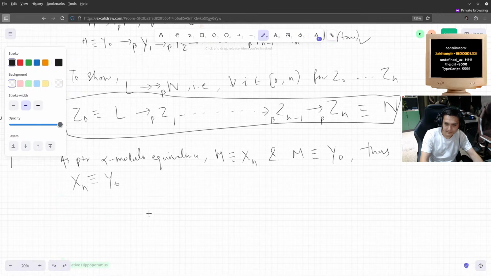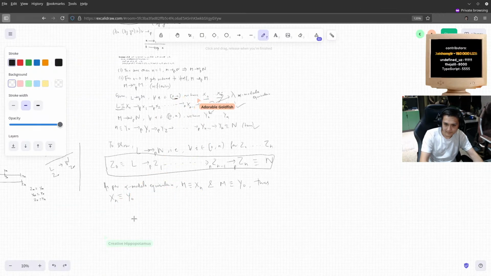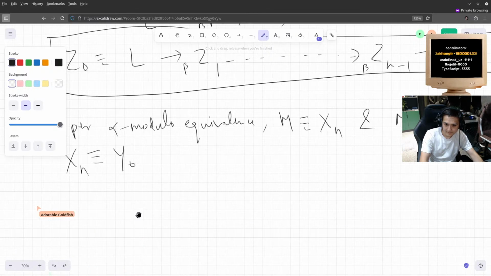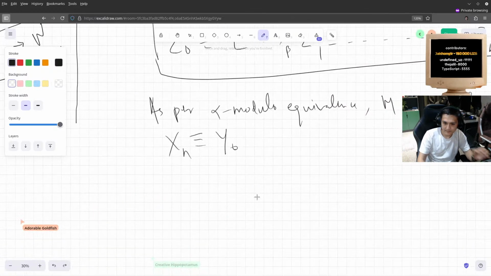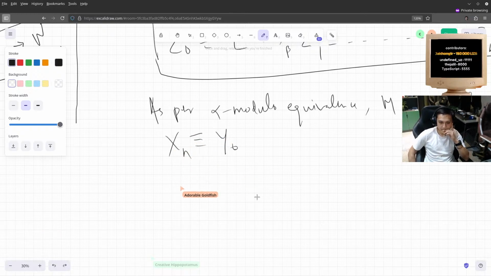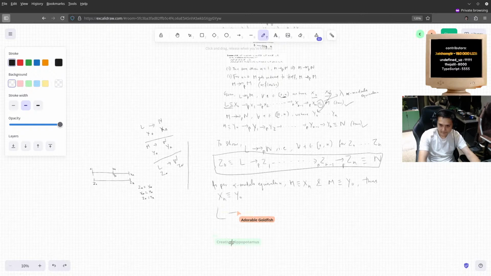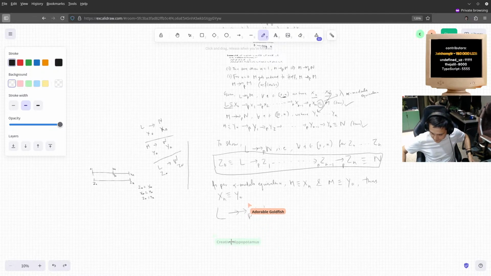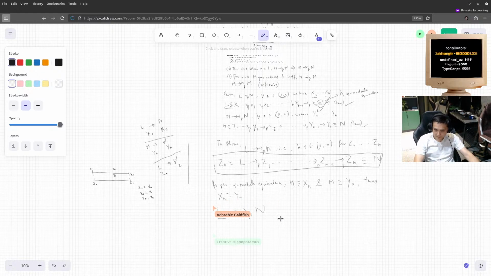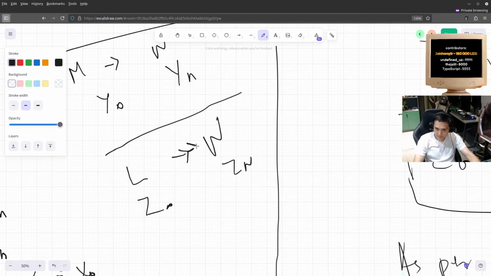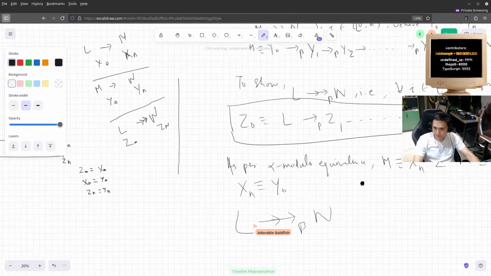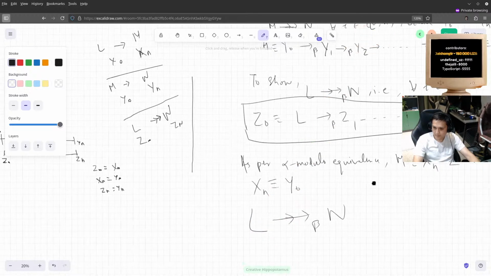So we say that xn is equal to y0, and then we can just say that these two chains can be connected, and because these two chains can be connected, L has a beta reduction relation to n. Yeah, that's pretty much it. I think one exercise could be to write it down on pen and paper and think through it again, just doing it again and again. You'll get the feel of it.